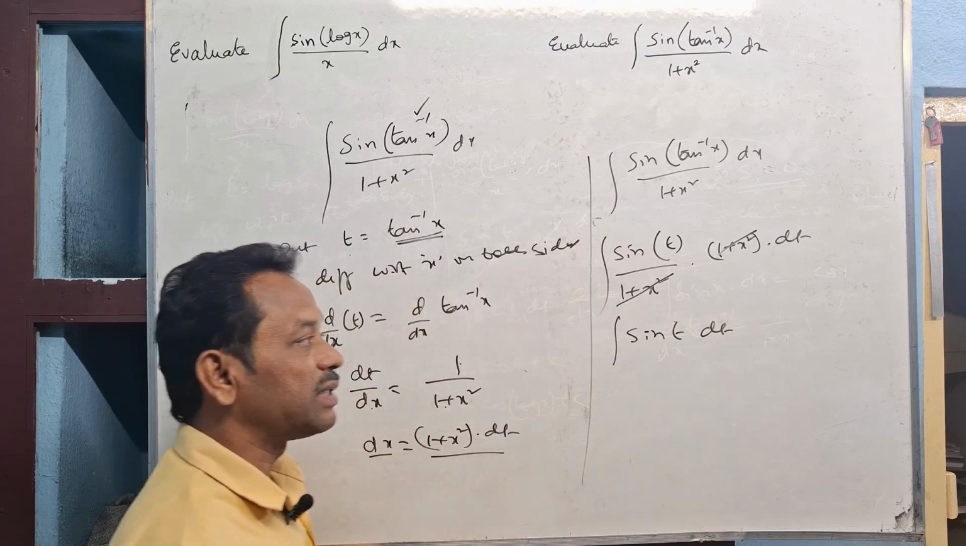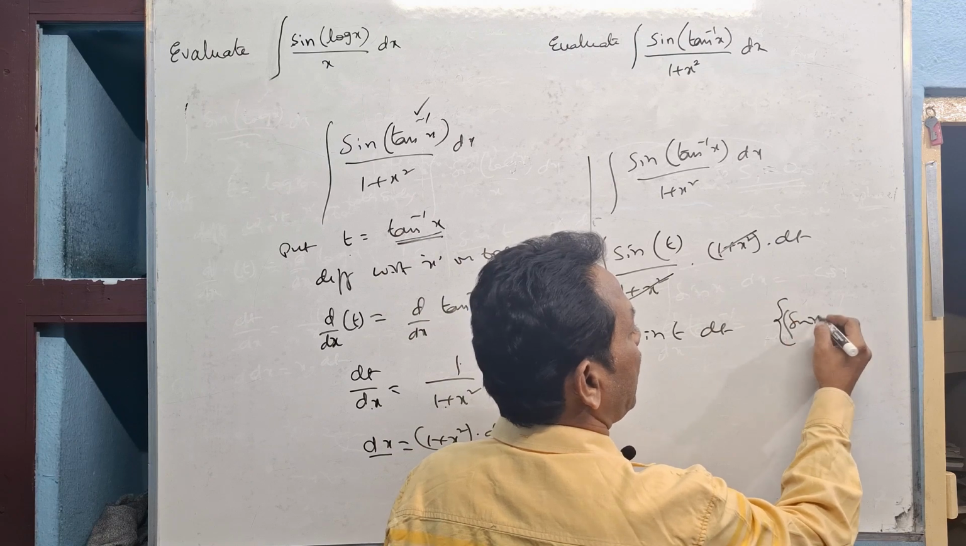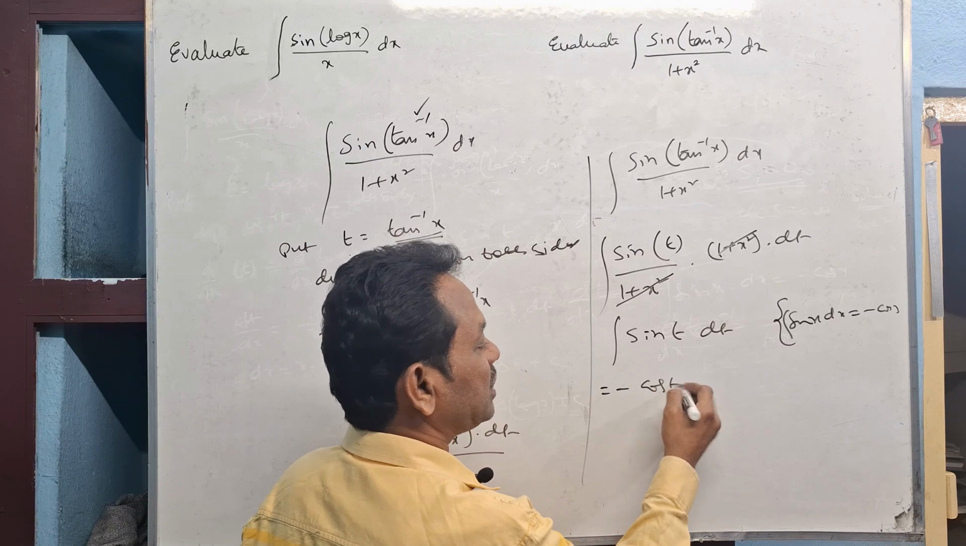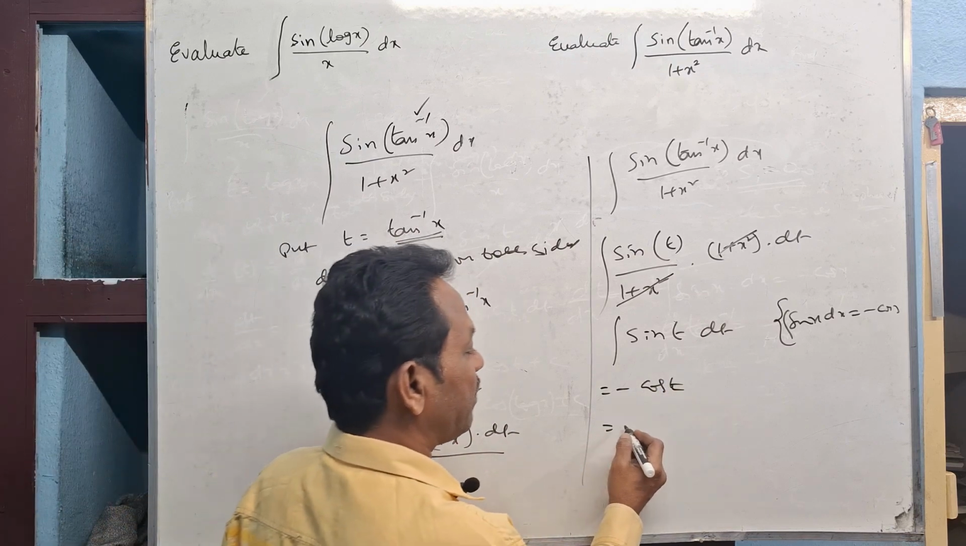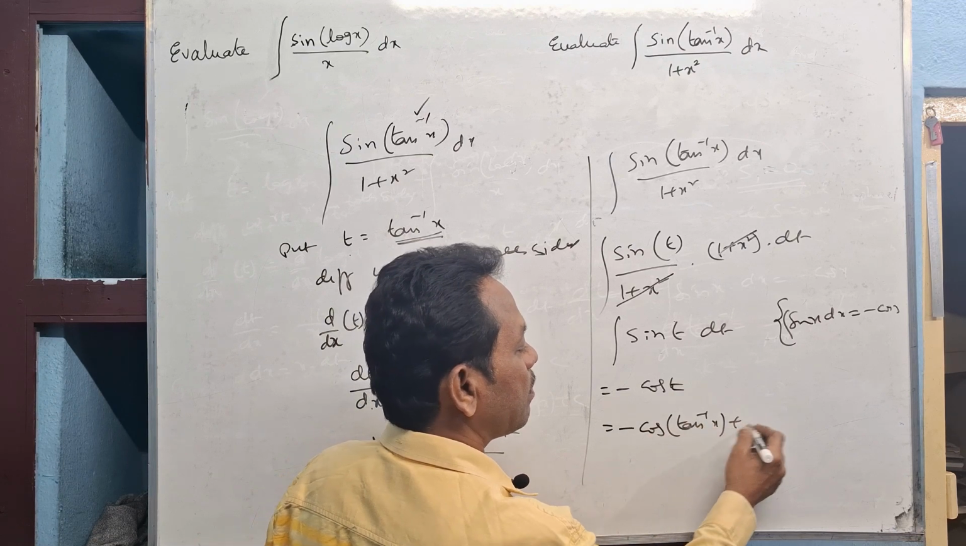So already we know that integration of sine x dx is minus cos x. So here we get minus cos t. Now the value of t is tan inverse x. So here we get minus cos of tan inverse x plus c.